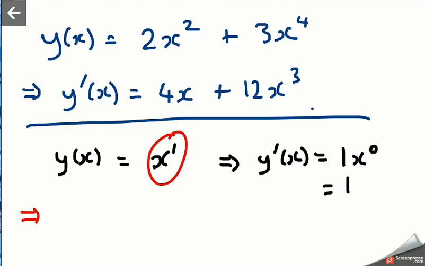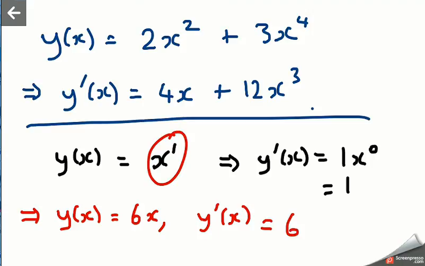So using that, we can now say that for y of x equals, I don't know, 6x, then y prime of x, I can leave the constant out the front alone. I can leave that 6 alone. y prime of x is just equal to 6 times 1, which is equal to 6.